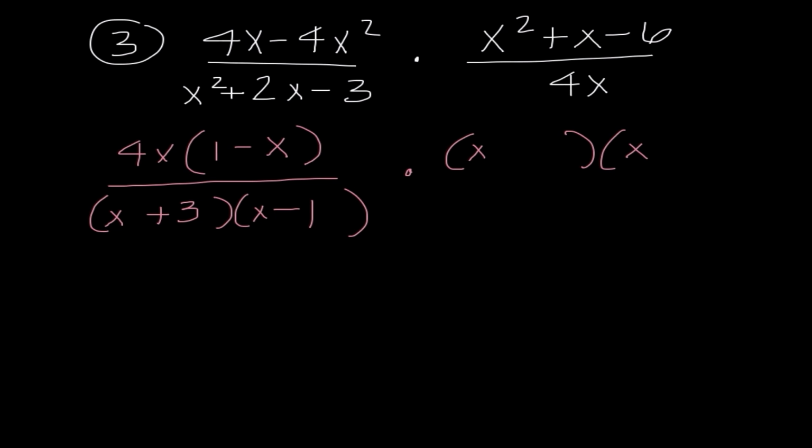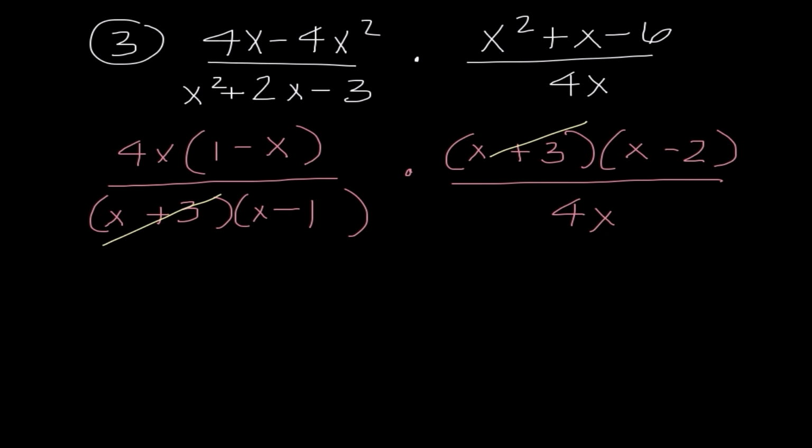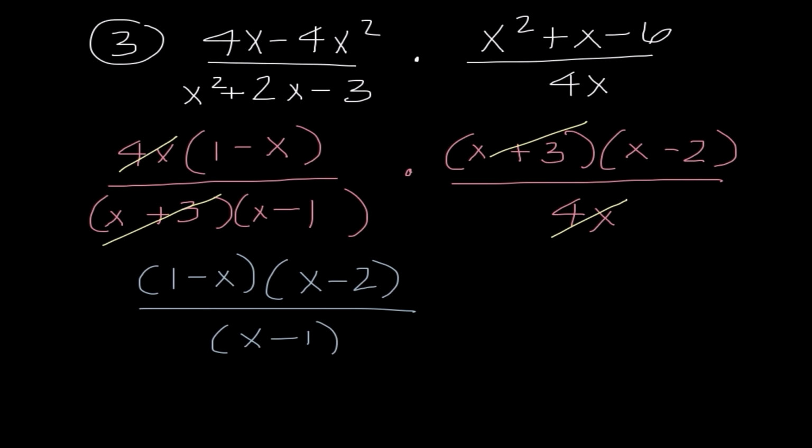Next, x squared plus x minus 6. I believe that's going to be +3 and -2. And then I'm left with 4x. So this is factored completely. Everything's in terms of multiplication. And if we look, I have some x plus 3's that we can cancel out, and I have 4 x's that we can cancel out. So it appears that I'm left with 1 minus x times x minus 2 over x minus 1.